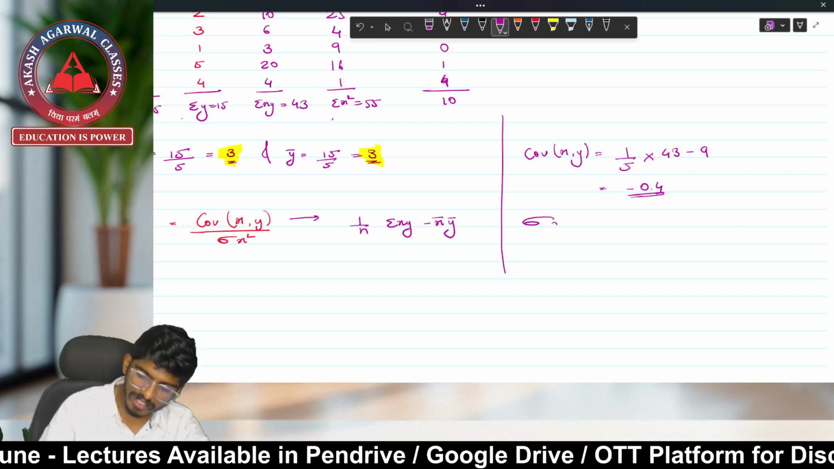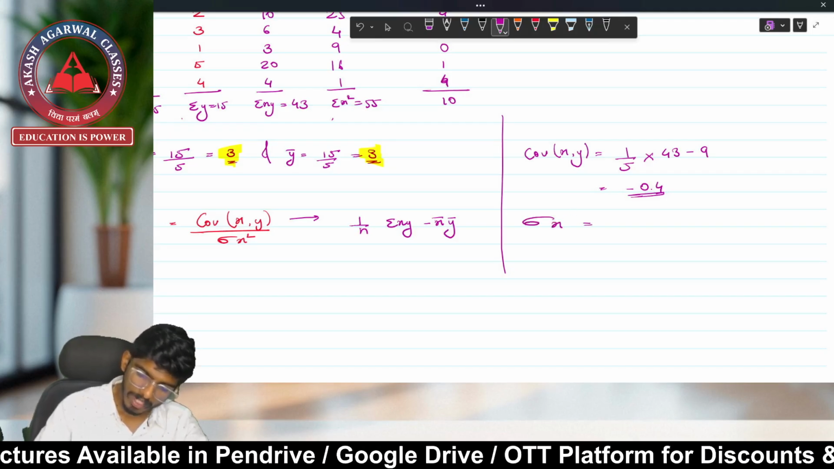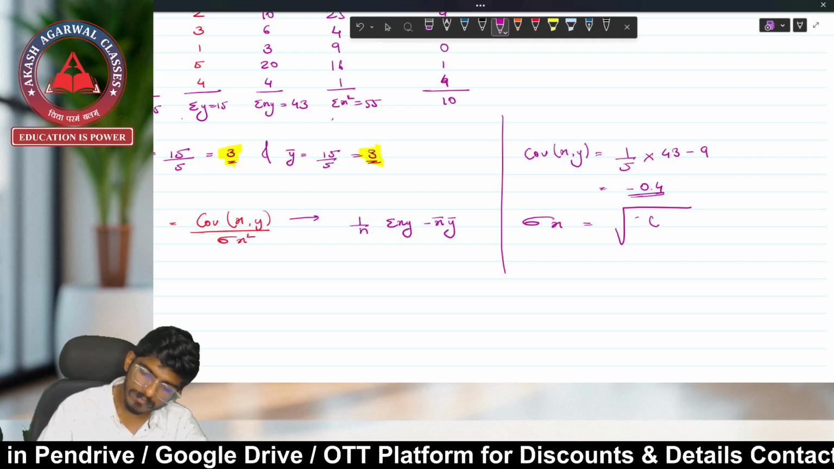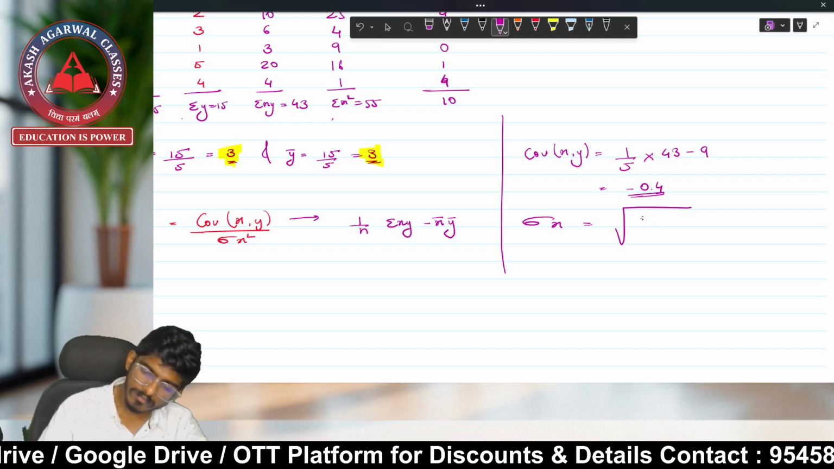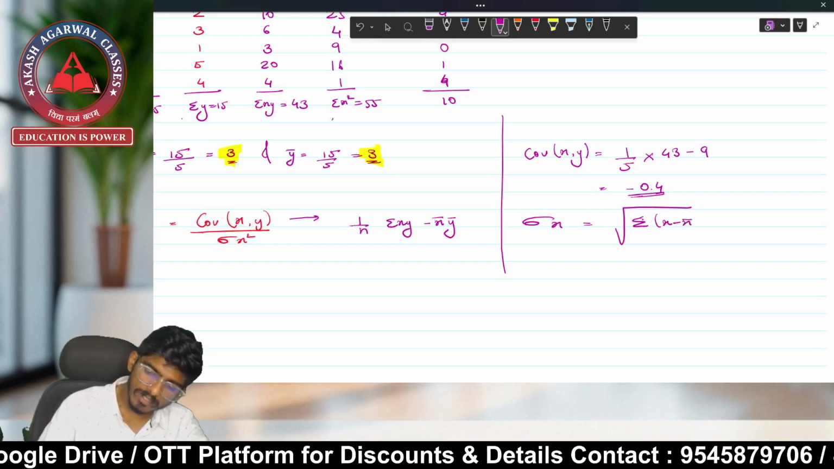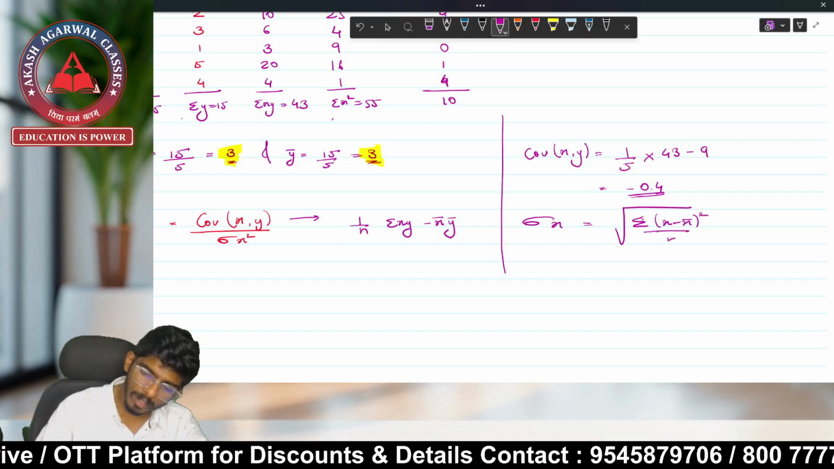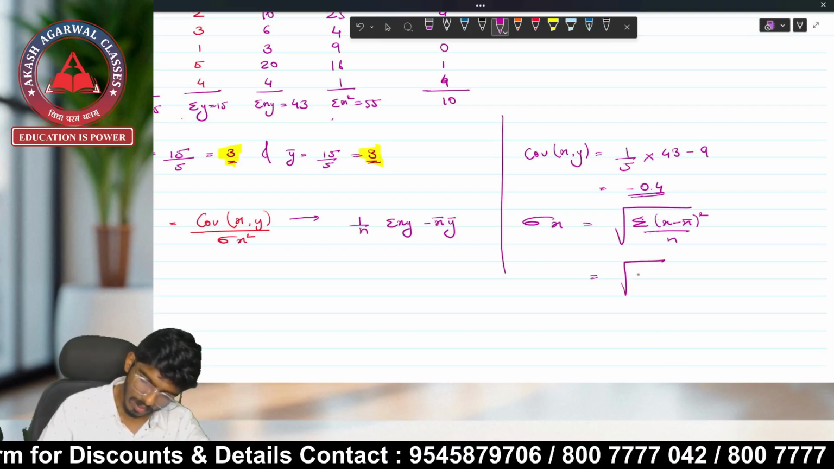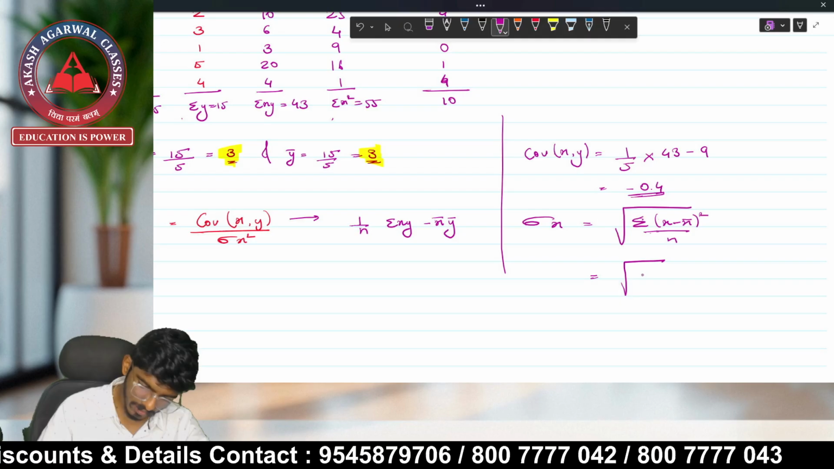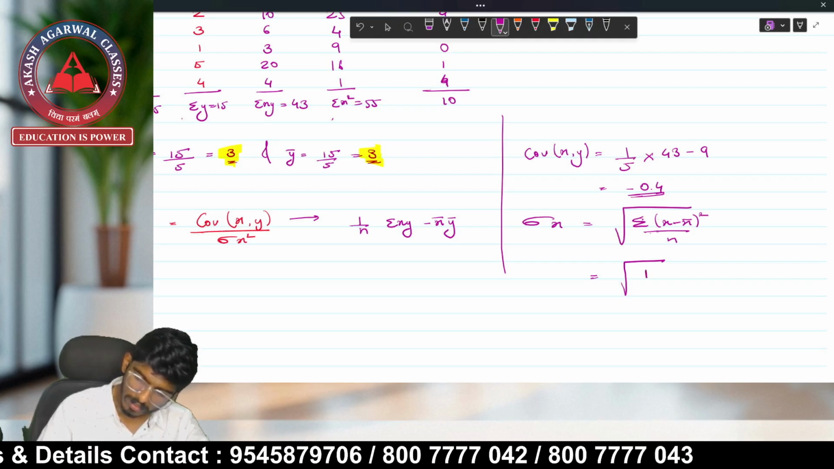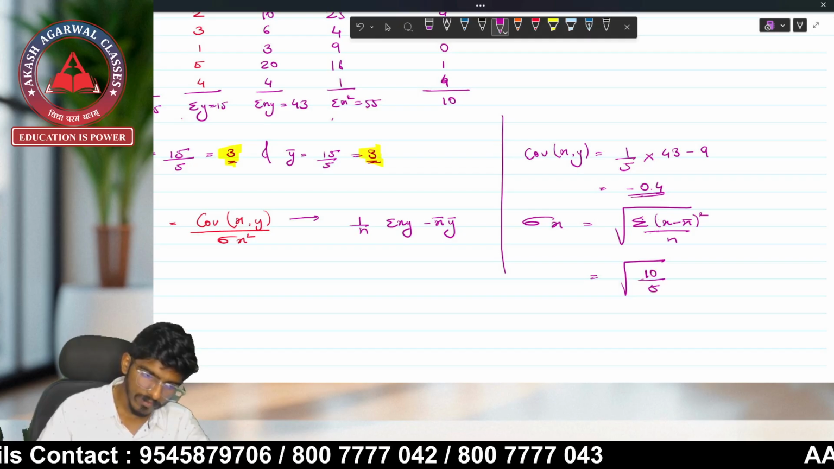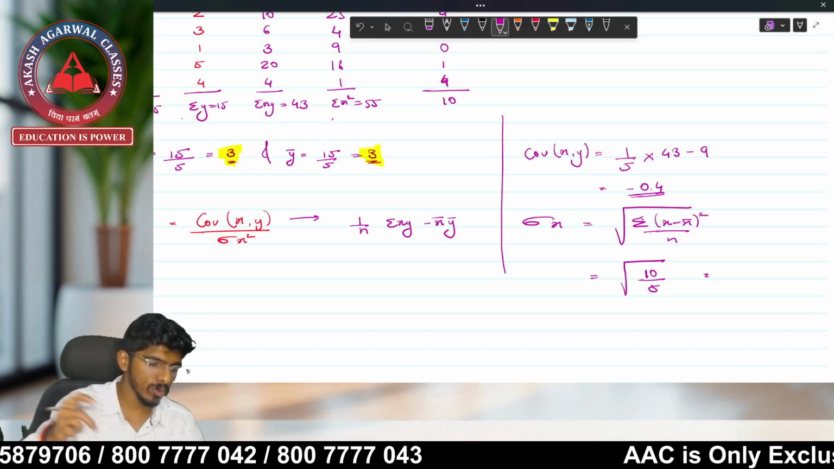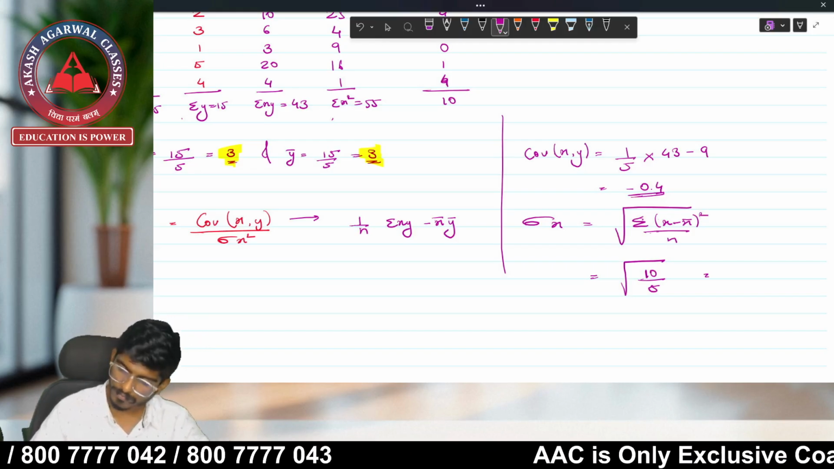Now I need standard deviation of x. My standard deviation of x is going to be under root summation x minus x bar square upon n. Summation of x minus x bar square is 10, and n is 5. So 10 upon 5 becomes 2. Its root is 1.4142.